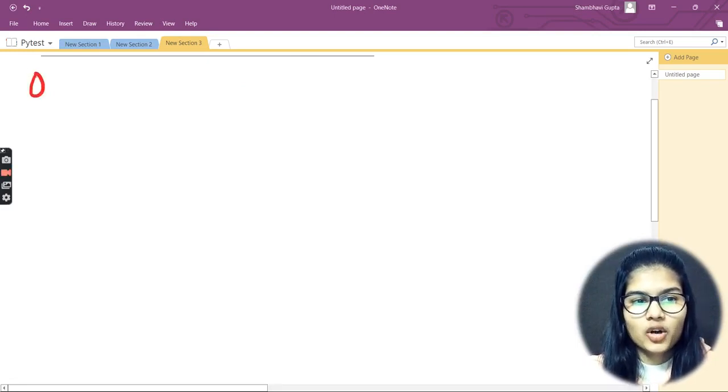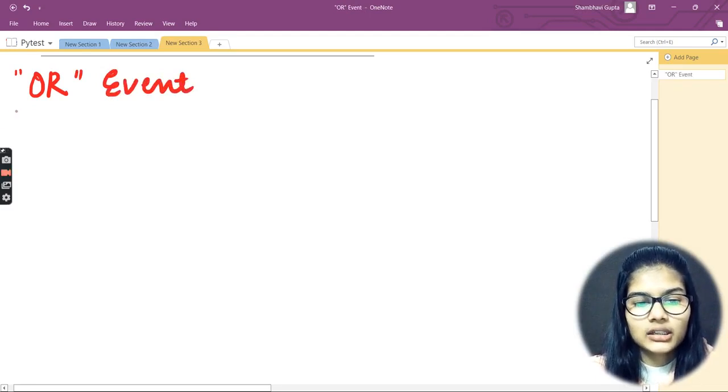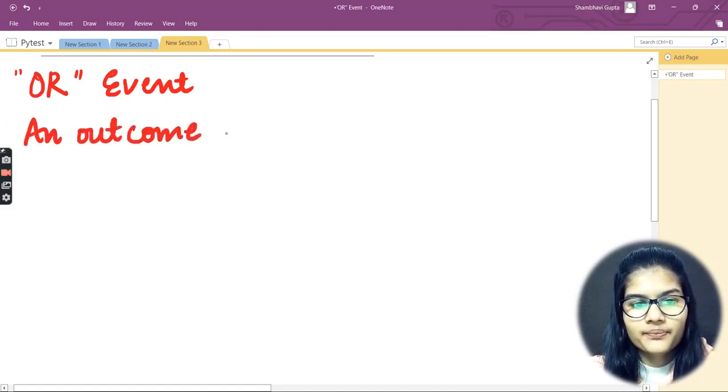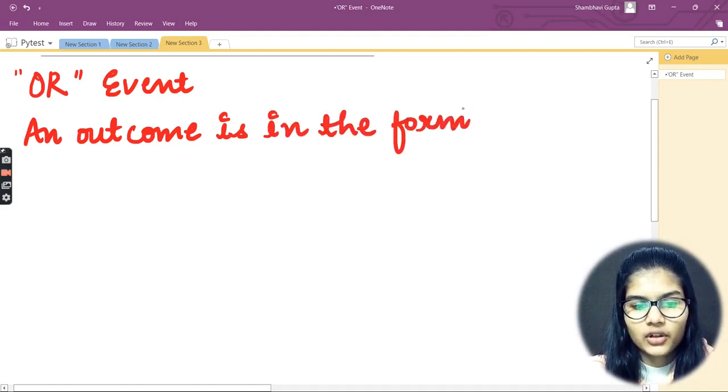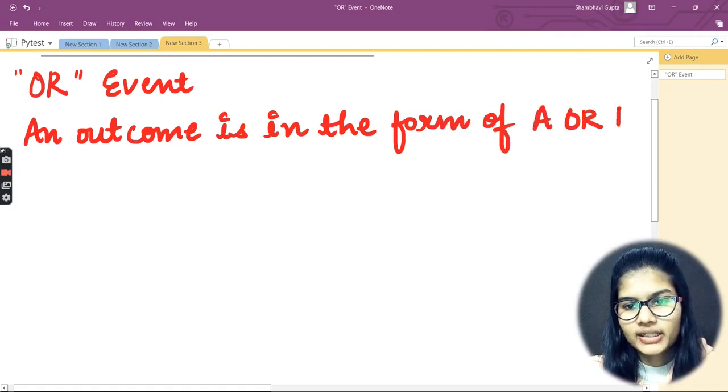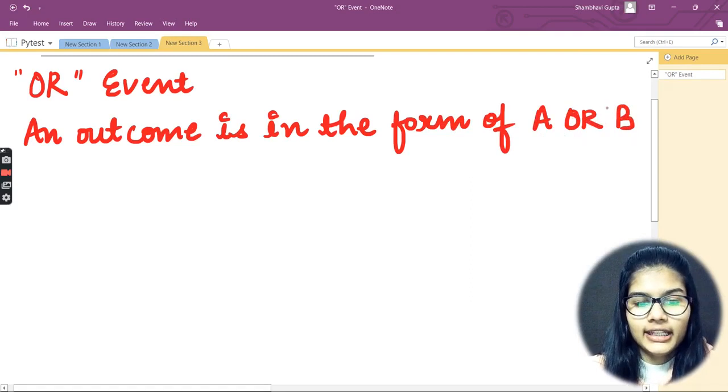Let me start out here with the OR event. My very first event is the OR event. Fine enough. So now what is an OR event? An outcome in an OR event is in the form of A or B. This is how we write that out. A or B.